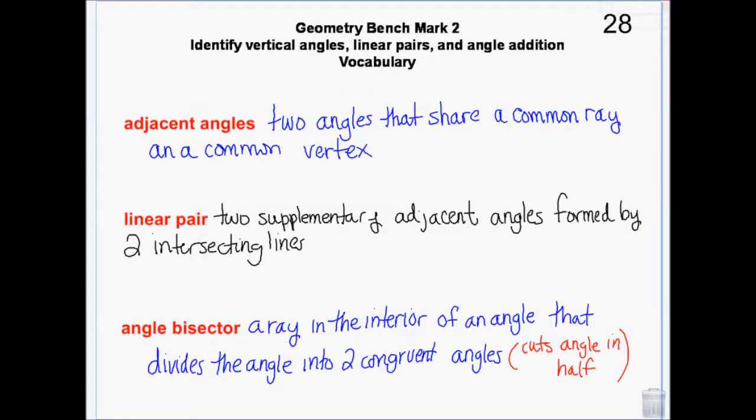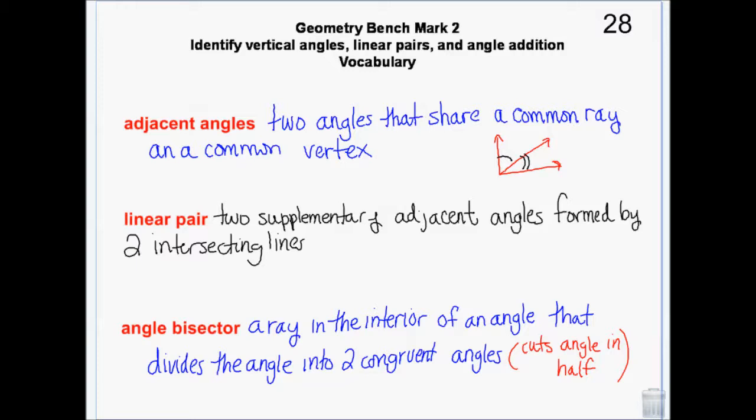Adjacent angles are angles that share a common ray and a common vertex, so they're right next to each other. Like that. This angle is adjacent to this angle. That didn't turn out right. This angle is adjacent to this angle. So basically they're angles that are stuck together.